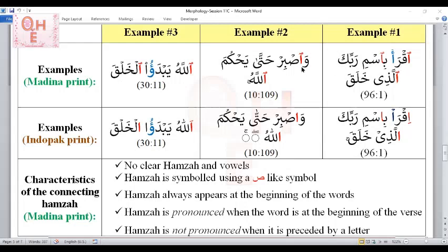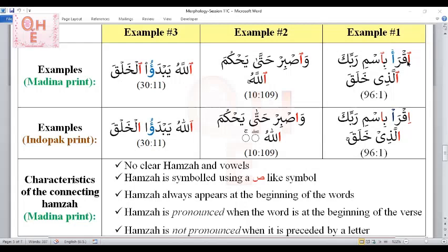But this Hamza is not pronounced when it is preceded by a letter. In this case, Hamza is preceded by, let's say, Waw with Fatha, right? How am I going to read it? I'm going to read Wasbir, right? But I'm not pronouncing this Hamza. But how about this Hamza?